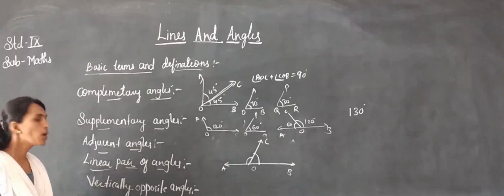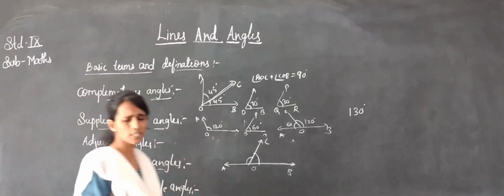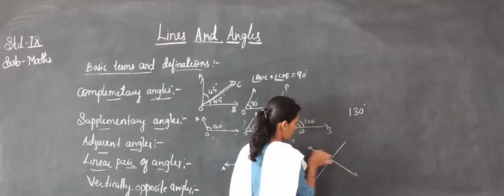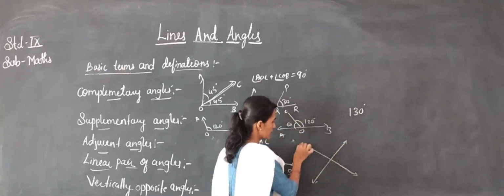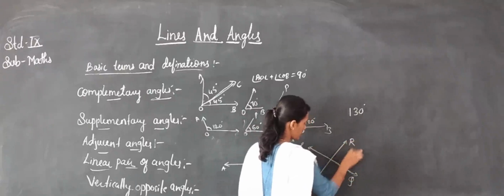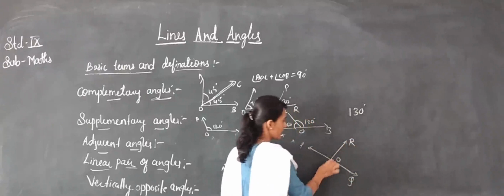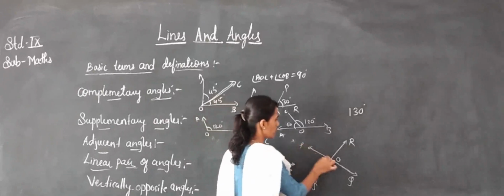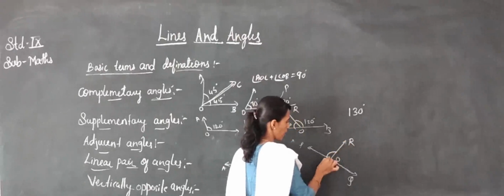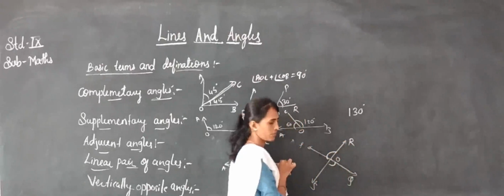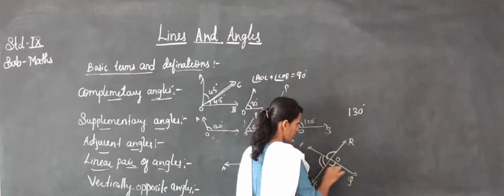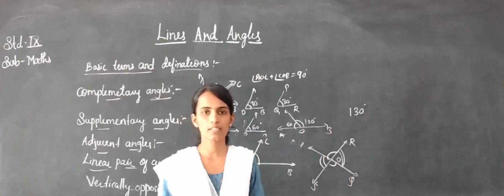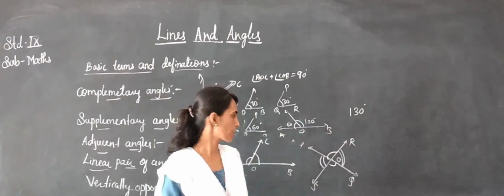Next will be vertically opposite angles. What are vertically opposite angles? When two straight lines PQ and RS intersect each other at a point O, two pairs of vertically opposite angles are formed: POR and QOS, and POS and ROQ. Always, vertically opposite angles are equal here.